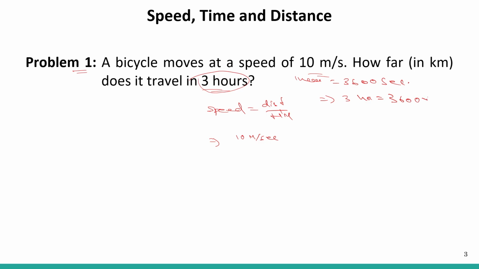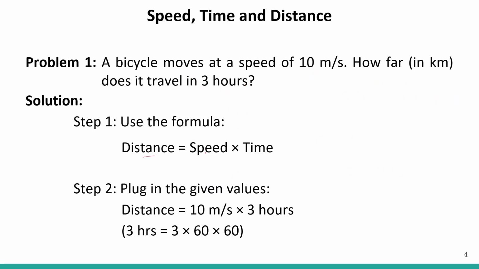3600 into 3 seconds. So 10 meter per second is equal to distance by time. Distance is not given, so let it be x, and time will be 3600 into 3, in seconds. So this implies that x is equal to 10 into 3600 into 3. This much amount of meters is the distance it will cover in 3 hours if the speed is 10 meter per second.